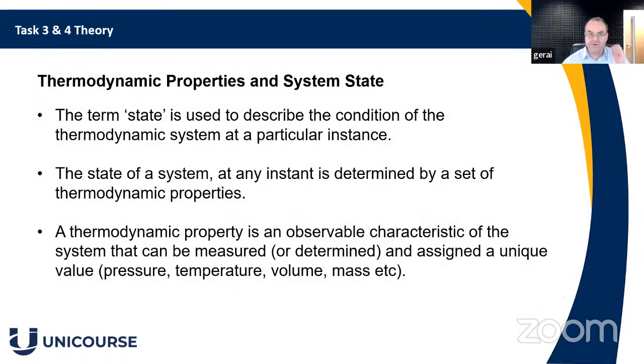Okay, we're going to slightly move on now to task 3 and task 4. Now there's a bit more involved here. We've got to define some of the thermodynamic terms to you. So we're going to start off by looking at the thermodynamic properties and the system state. So the state is really used to describe the condition of the system at a particular instant in time. And the state is usually defined by a set of properties, and those properties are things you can measure, such as pressure, temperature, volume, and mass. They're the ones that we're going to commonly use in thermodynamics.